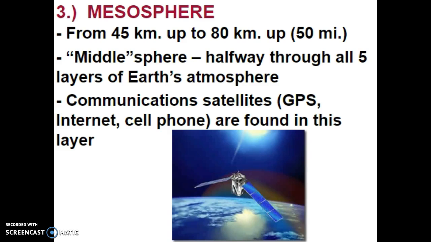The mesosphere is where a lot of the communications satellites for things like GPS and internet, cell phones, are found in this layer. So again, you want to get up and above all of the weather so you don't get interference from that. And this way, we can have the clear communication signals from those satellites through the layers of the atmosphere to the Earth's surface.